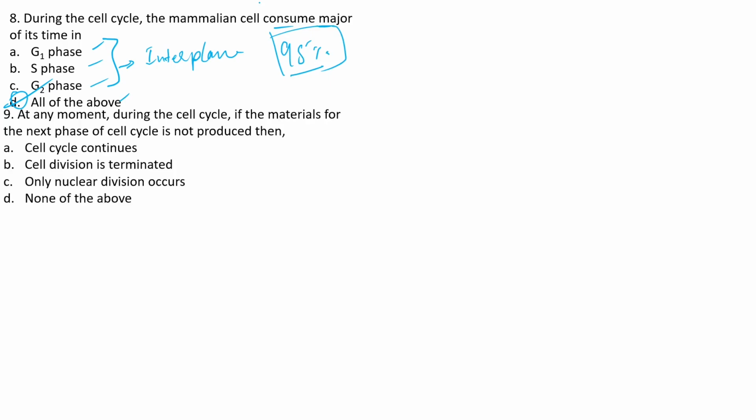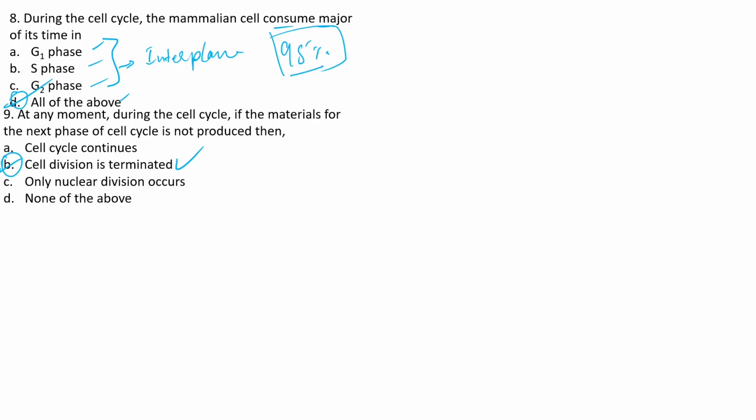So now, at any moment during the cell cycle, if the materials for the next phase of the cell cycle are not produced, then the cell cycle continues, cell division is terminated, only nuclear division occurs, none of the above. The answer is the whole cell division process is terminated. Okay, so what happens is that if the nutrients that are required for the S phase are not produced, then how can DNA replication occur in the S phase? It is not going to occur. So we can say that it is terminated, right?